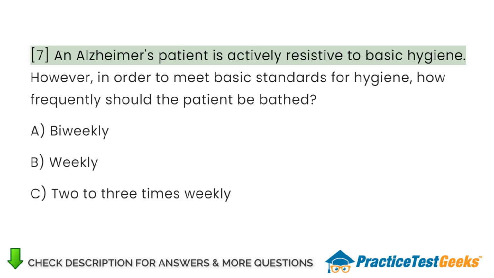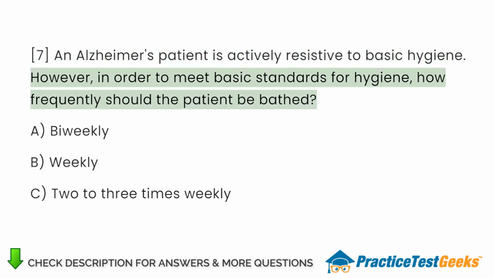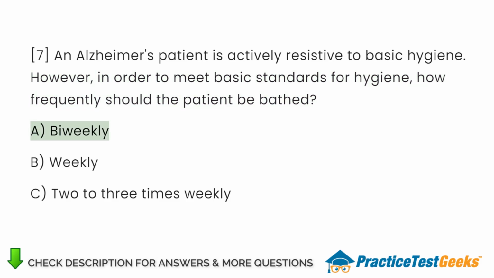An Alzheimer's patient is actively resistive to basic hygiene. However, in order to meet basic standards for hygiene, how frequently should the patient be bathed? A. Biweekly. B. Weekly. C. 2 to 3 times weekly.